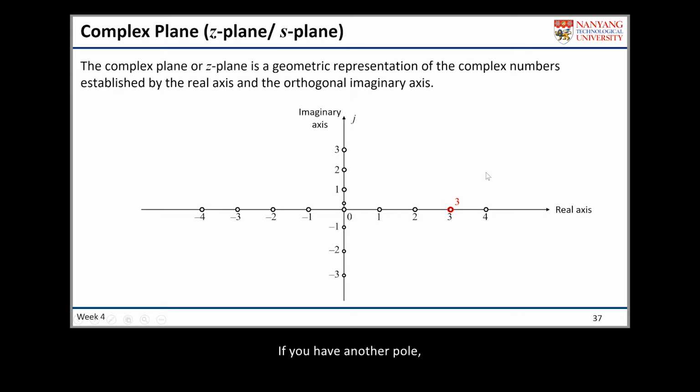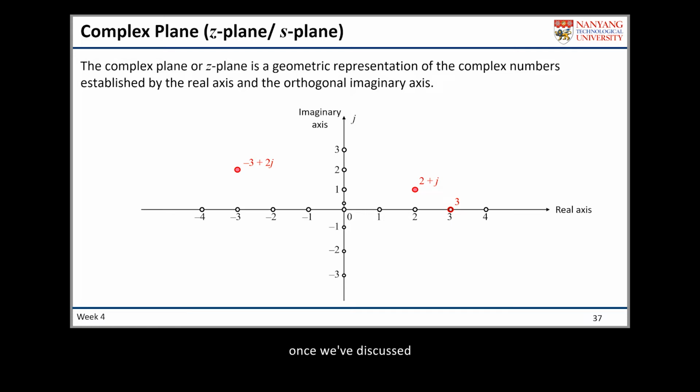If you have another pole which is complex, let's say your pole is equal to 2 plus j, you will draw it at the location shown in the slide also. Or as another example, you might have a pole equal to negative 3 plus 2j. You can draw it also at the corresponding location.